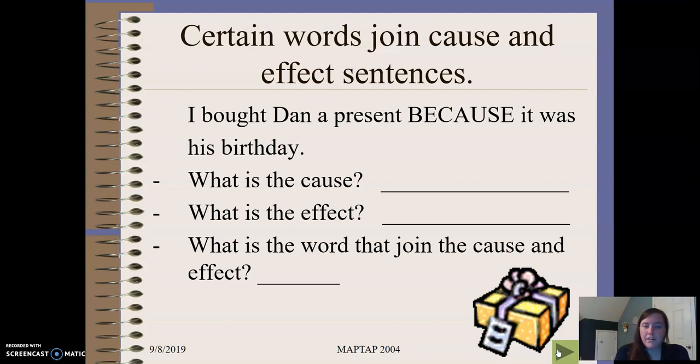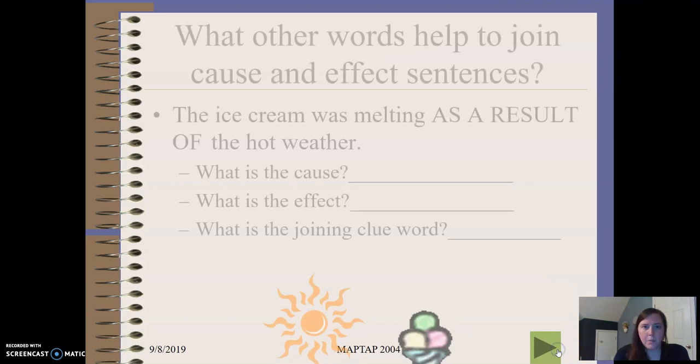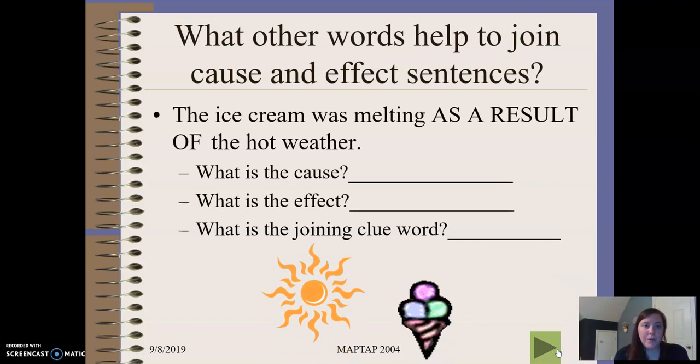Sentence structure doesn't always distinguish what is the cause and what is the effect. Obviously, because is our joining word. Here's another example. The ice cream was melting as a result of the hot weather. So again, what is the cause? The cause is the hot weather. What is the effect? The ice cream melted.